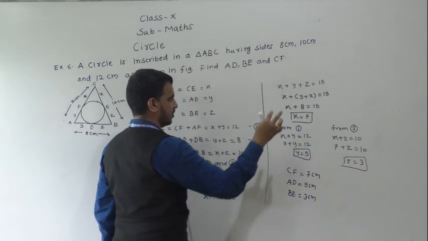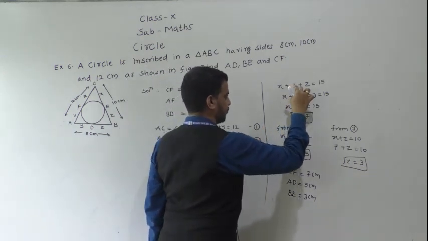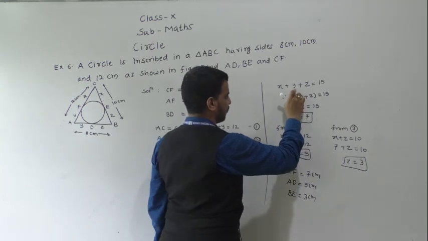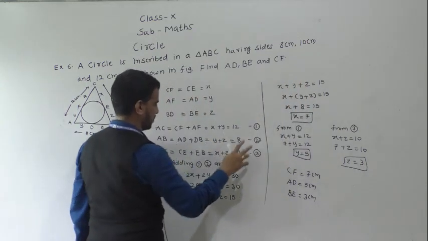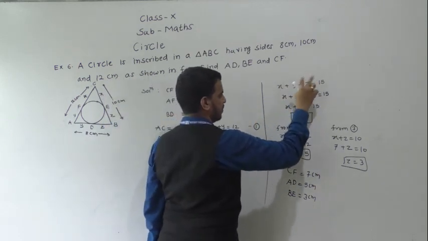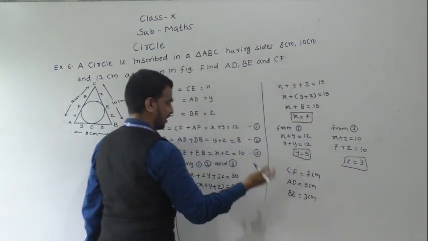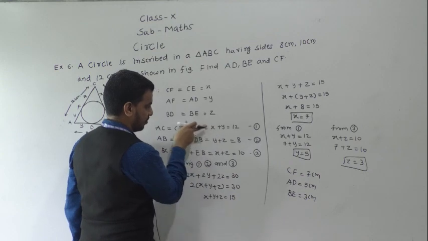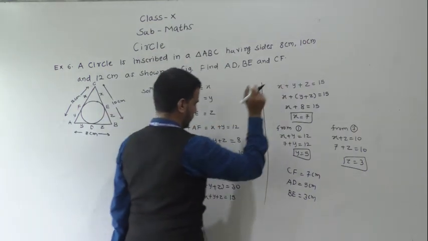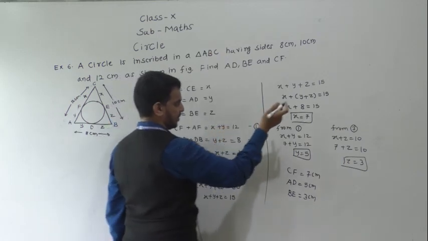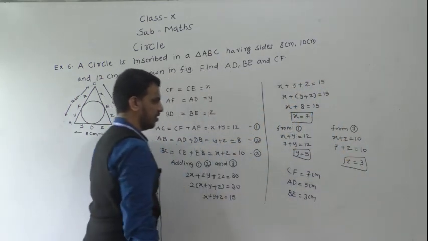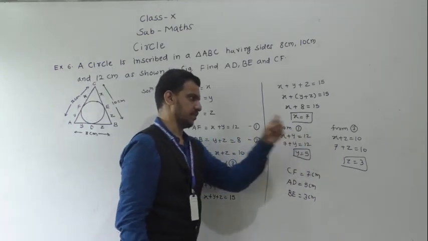Or from these equations we can also get Y and Z. If we want Y, we can put X plus Z, which is 10, so Y we will get 5. Again, if we want Z, we can put the value of X plus Y, that is 12. So 12 plus Z is equal to 15, Z is equal to 3. Or you can solve using this way.